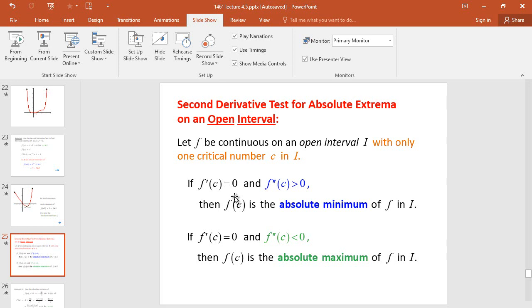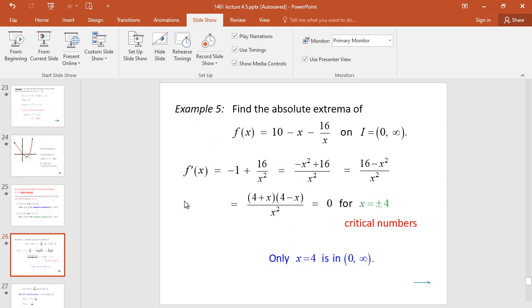So basically, in an open interval, if f has exactly one critical point where the derivative is 0, then at that point, either f has the absolute maximum or f has the absolute minimum. And if the second derivative is positive there, it has the absolute minimum there. If f double prime is negative there, it has the absolute maximum. All right, so let me explain that further in the following example.